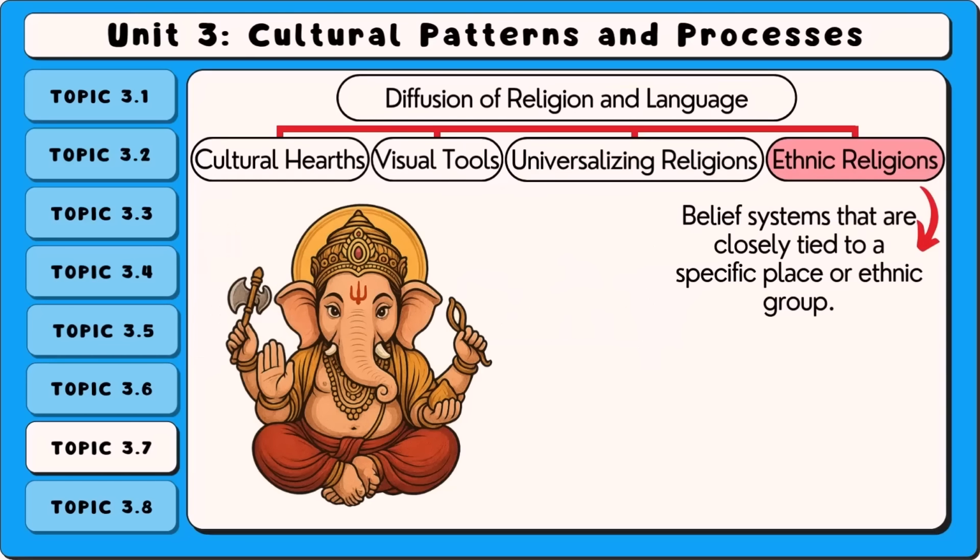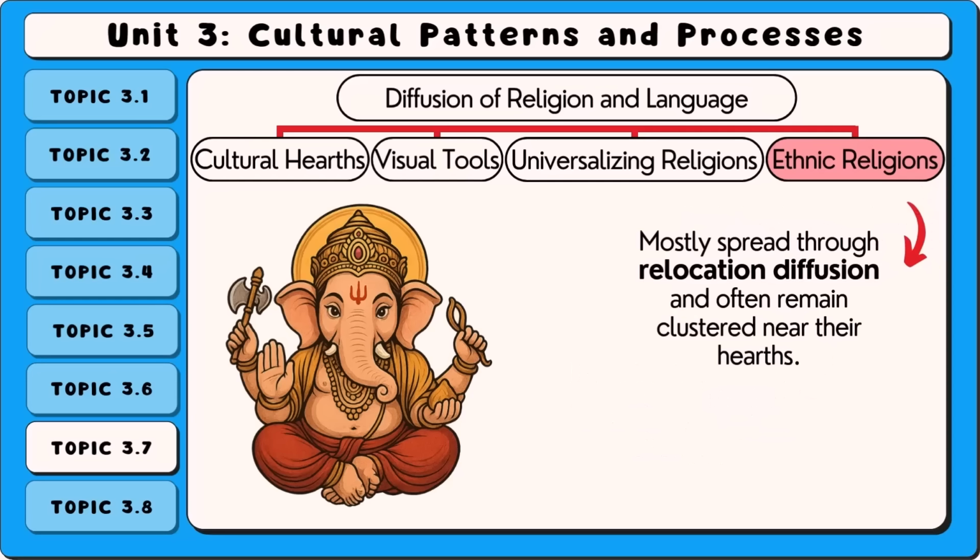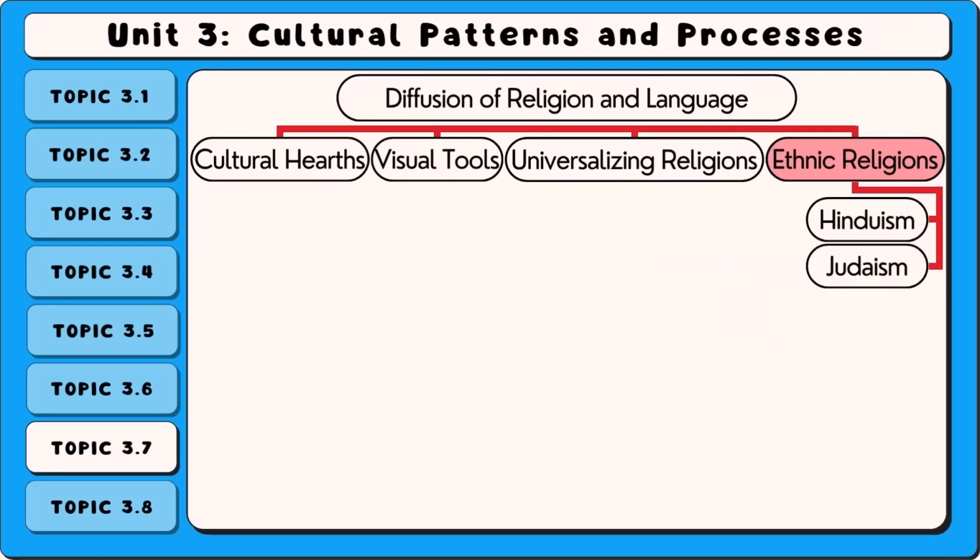In contrast to universalizing religions, ethnic religions are belief systems that are closely tied to a specific place or ethnic group. These religions do not actively seek converts and tend to remain near their place of origin. As a result, ethnic religions mostly spread through relocation diffusion and often remain clustered near their hearths. There are two major examples of ethnic religions geographers study: Hinduism and Judaism.